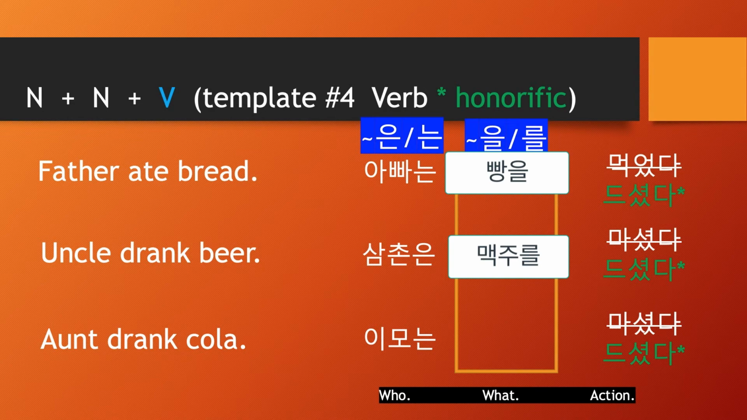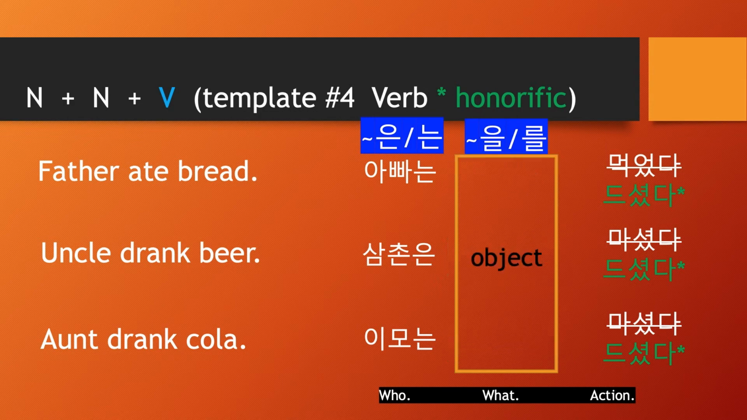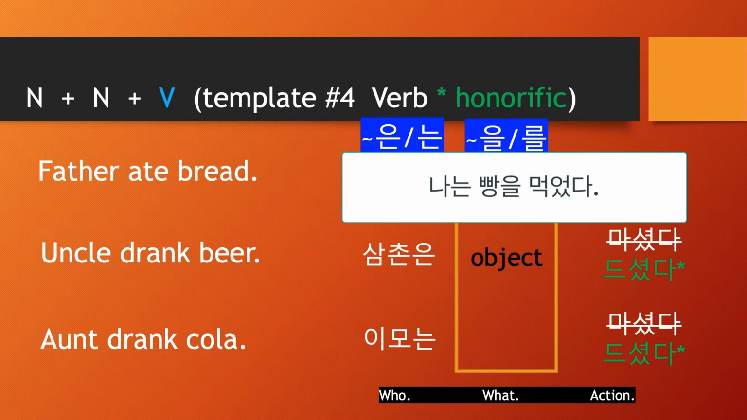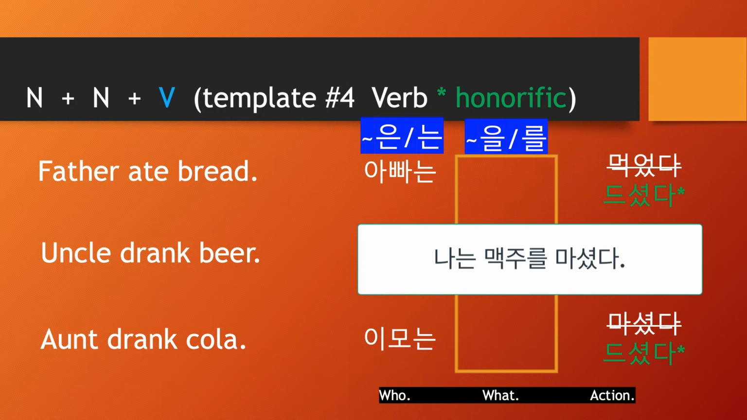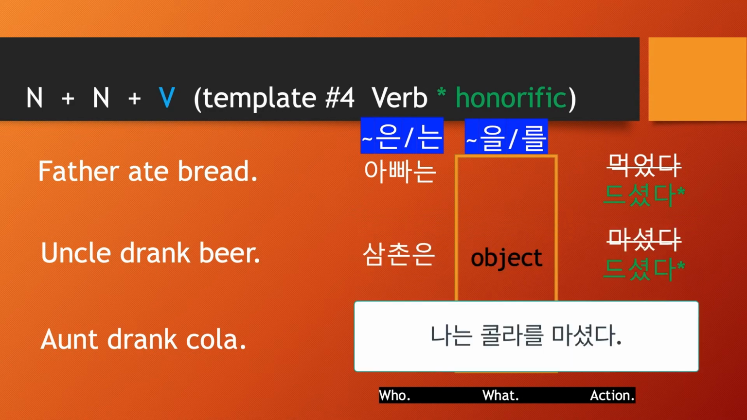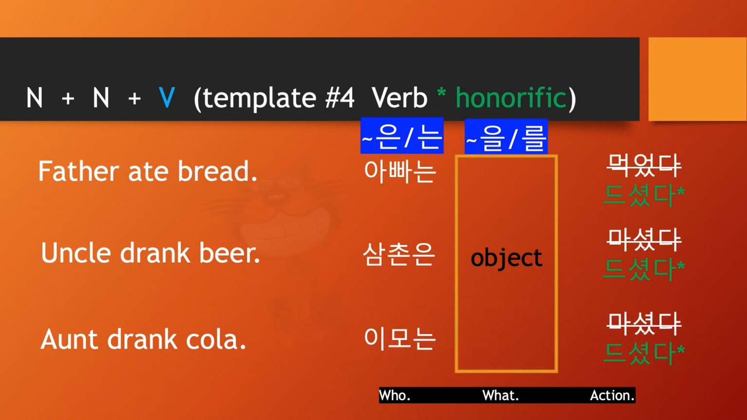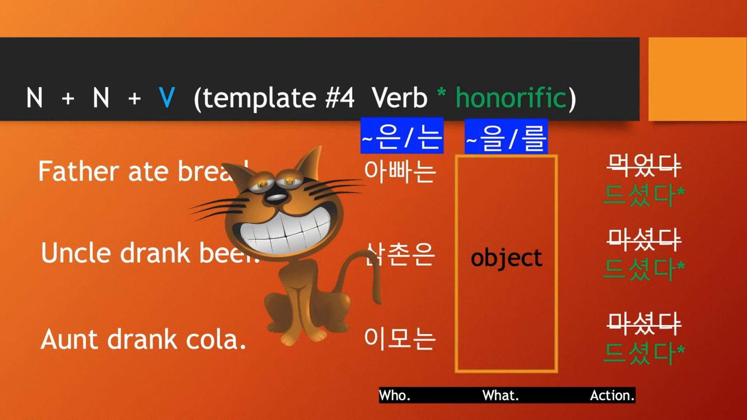Now we have cola for 이모. 콜라를 드셨다. Aunt drank cola. 이모는 콜라를 드셨다. Let's suppose it's me who ate bread, drank beer, and drank cola. Then NNV phrases will change to 나는 빵을 먹었다. 나는 맥주를 마셨다. 나는 콜라를 마셨다. Because you never use an honorific expression to yourself. Well, unless you have a very, very strong ego.